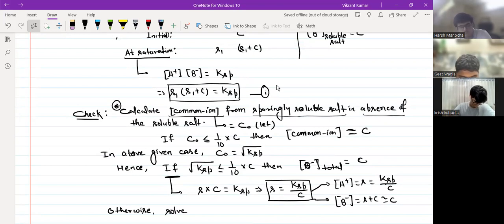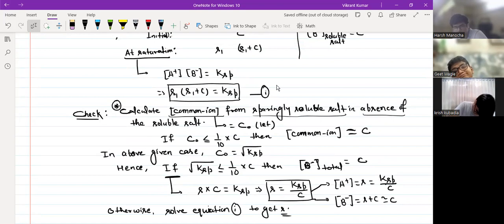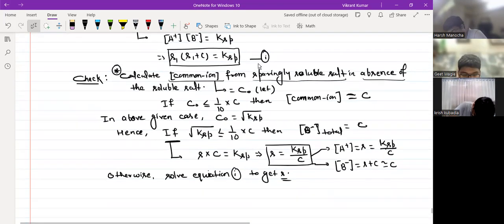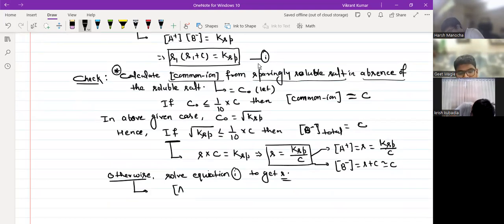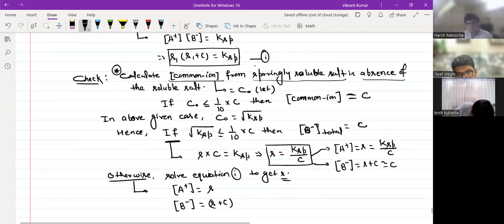Solve equation 1 to get S का value. And in this case, S cannot be ignored in comparison to S plus C. So if they are asking you A plus बताओ, तो that was S के बराबर. And if they are asking you B minus which was the common ion, तो ये S plus C लिखना होगा, जिसमें S का value we have got that.